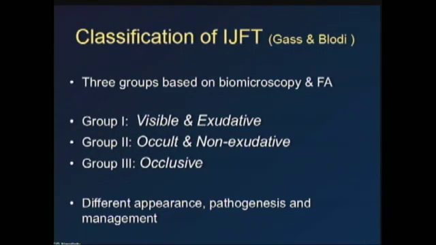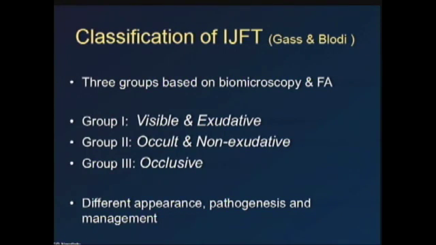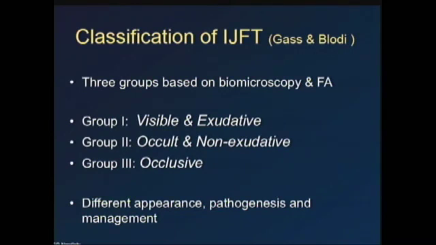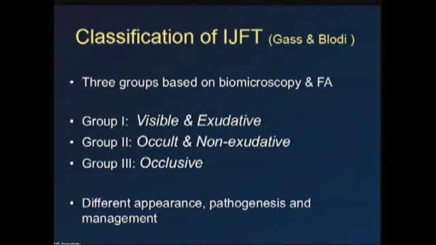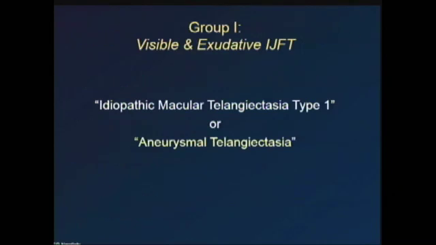And there are three groups based on biomicroscopy and fluorescein angiography. The first group is the unilateral visible telangiectasia. The second group is the bilateral occult telangiectasia. And the third group is a very rare one. I only have one case over 25 years. It's the occlusive telangiectasia. That means where capillaries around the fovea start to occlude, okay?